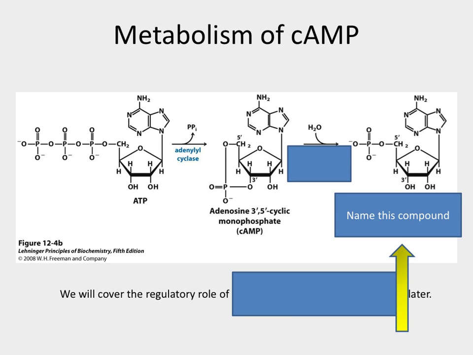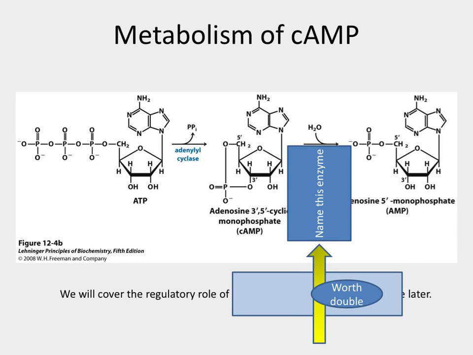So we're going to skip the enzyme here and ask what's the name of this. It goes from cyclic AMP to AMP. Don't overthink it. The enzyme is a type of hydrolase, but I would give you most if not all the credit for this one. This enzyme is very important.